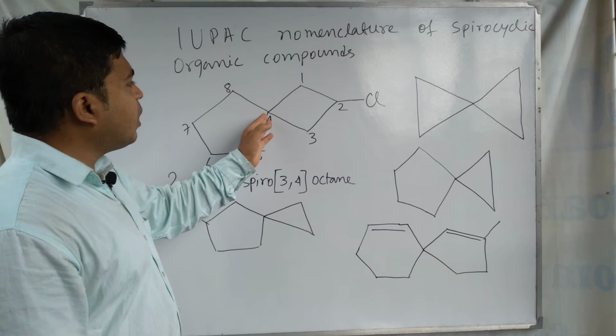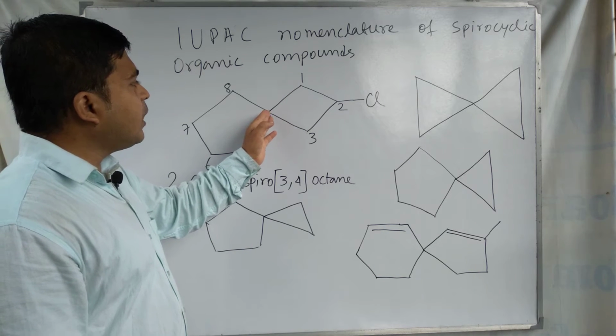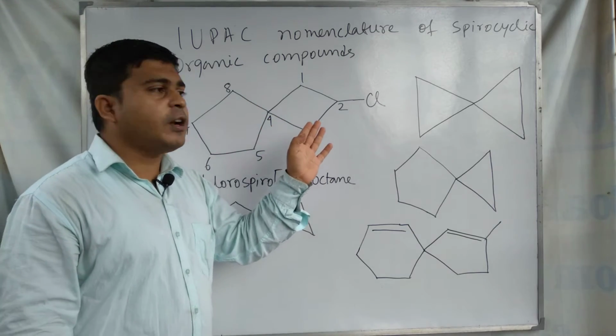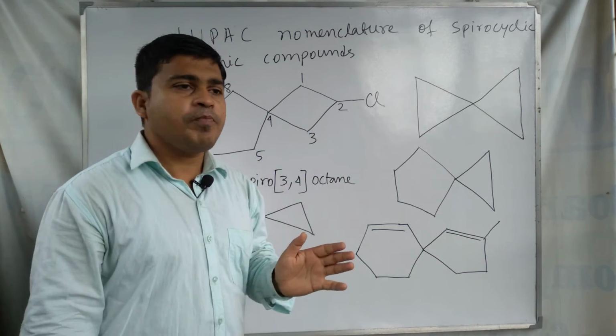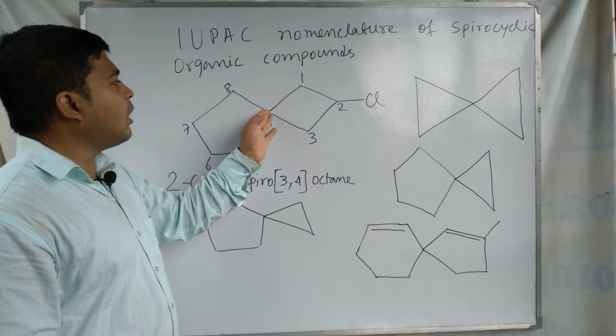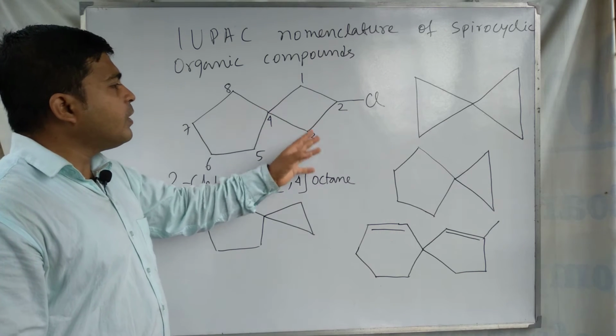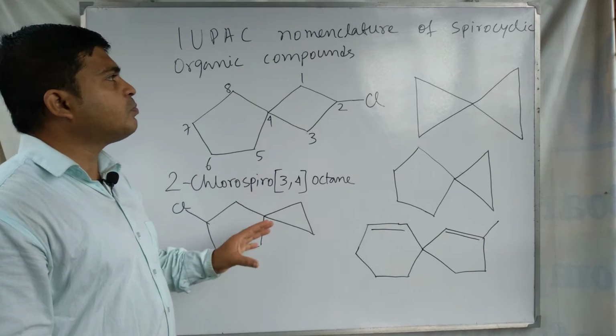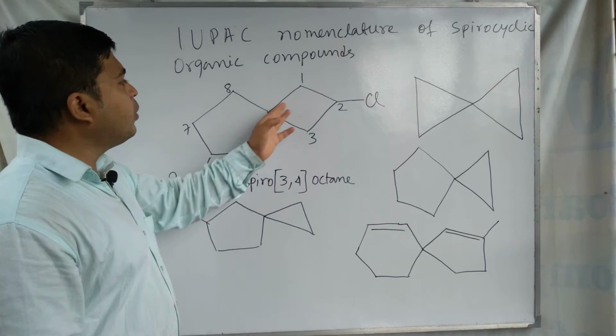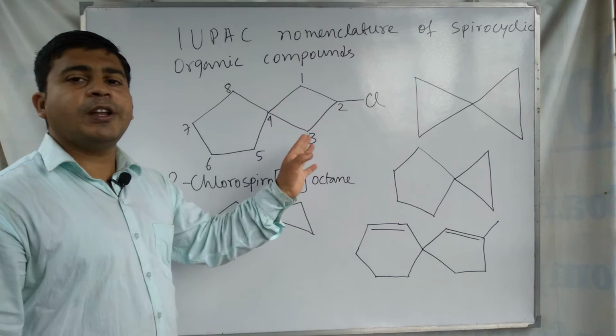Two rings are present on a quaternary carbon. Quaternary carbon means 4-degree carbon. Two rings are joined by a quaternary carbon. Compounds of this type are called spirocyclic compounds, where two rings are joined by a 4-degree carbon atom.